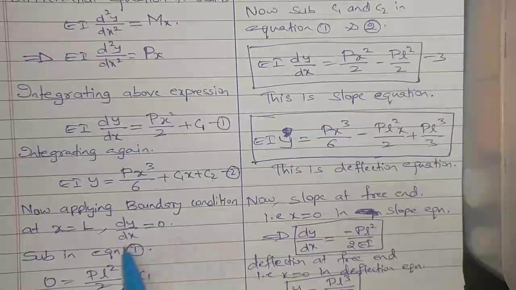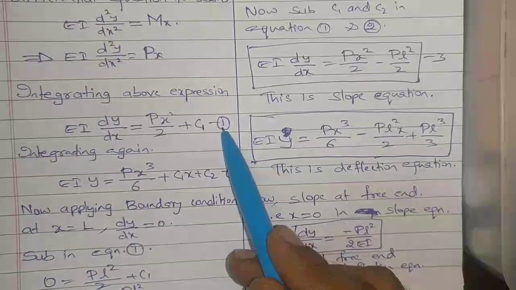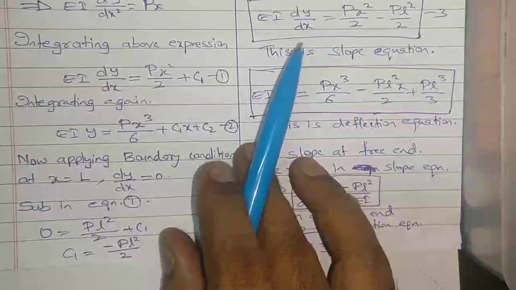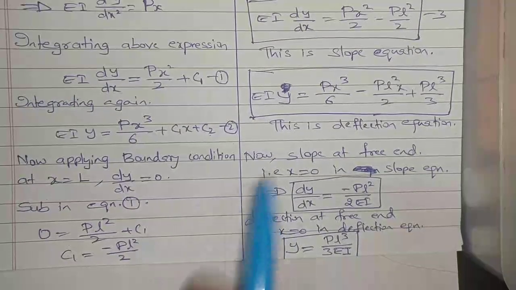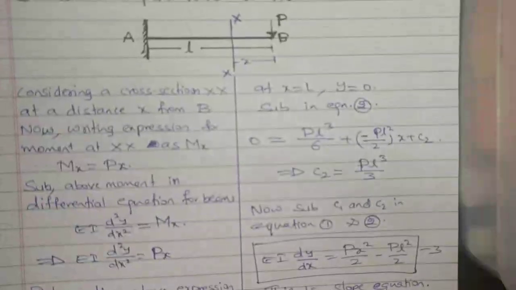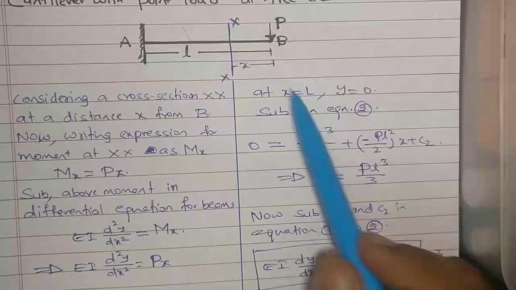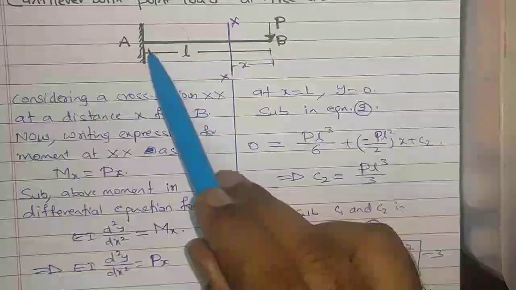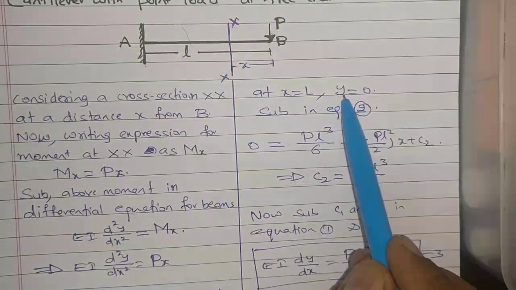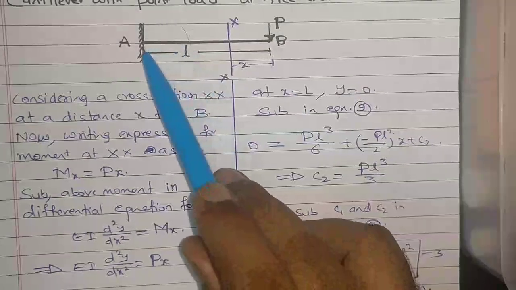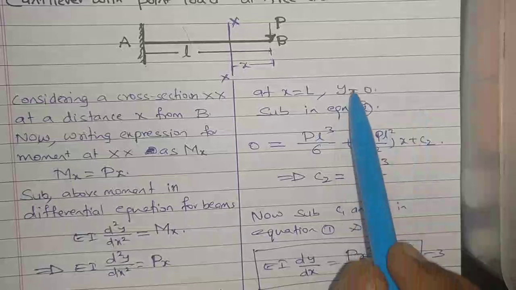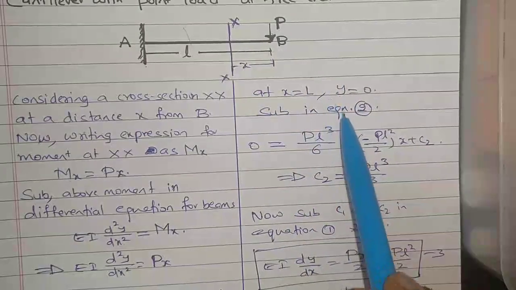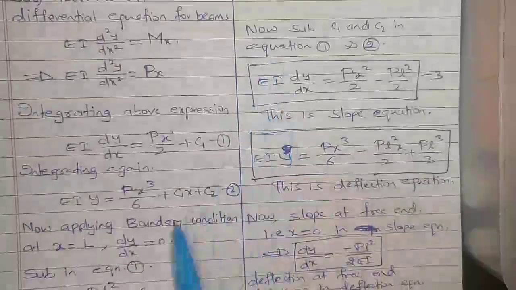This we have to substitute in equation 1. When we substitute this, we will be getting C1 is equal to minus PL square by 2. Next boundary condition is again when x is equal to L, your y is also 0. That is, deflection in downward direction at A is 0. So if you substitute this boundary condition in equation 2, this is equation 2.